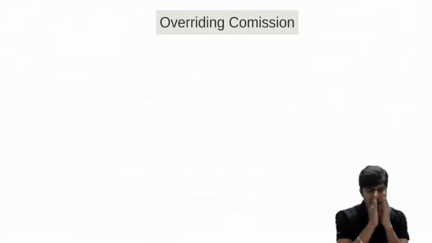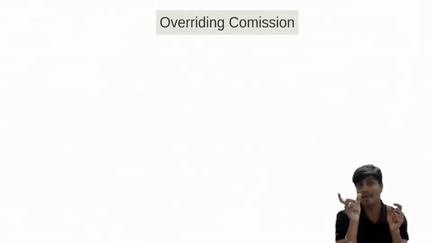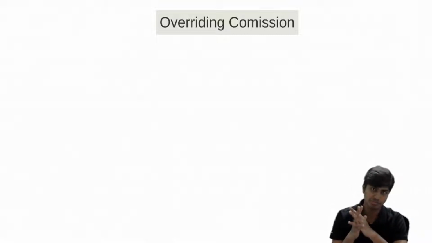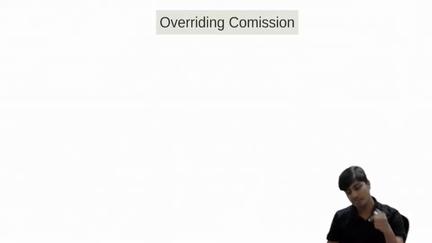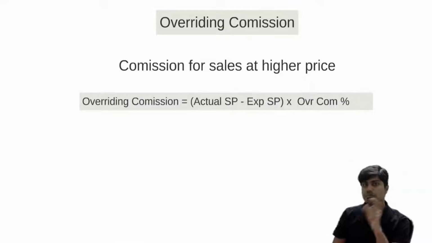So for the agreed price, it will be a fixed amount. If you sell it at a price more than that, for that extra performance, you will get a higher rate of commission. That's what we call overriding commission. So overriding commission is the commission paid by the consignor to the consignee for the sale made by the consignee at a higher price. Have a look. Consignment sales at higher price. Very good. So this is paid on the surplus.